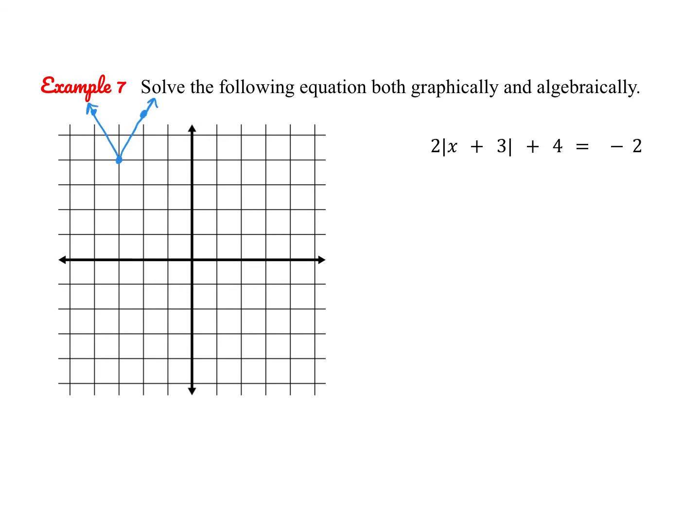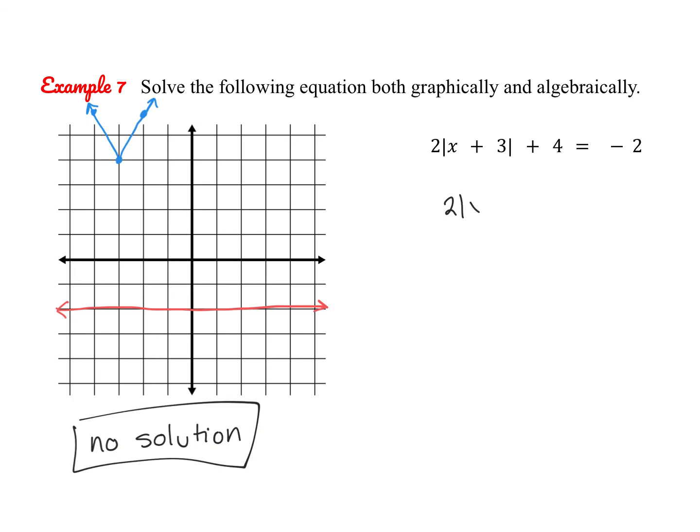And then on the right side of our equation, we have the constant function y equals -2, which is way down here. So you can see here, the left side and the right side of our equation do not intersect at all when we graph them. So this is a case where we have no solution. Let's see what that looks like algebraically.